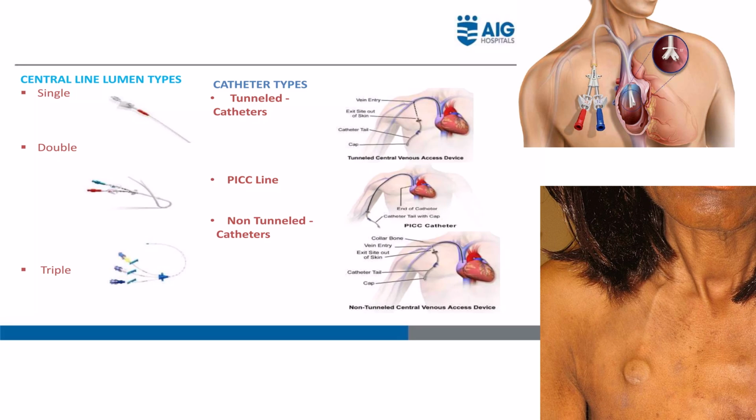So here is the picture for your reference. These are the types of central lines. First one is tunneled catheter. So what is a tunneled catheter? I will zoom it for you. I can't do it. Okay. Let's look at this.